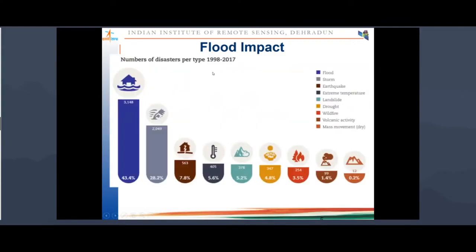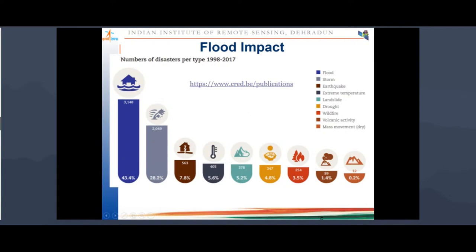This is 10 years, like 1998 to 2017. And you can see here that the total events in 10 years, this is only a 10 years span, the flood events were more than 3,000. While if you compare with others, you can see the next one is storm, which is around 2,000. Then earthquake, only 563. Then extreme temperature like heat waves, then landslide. So if you combine all, it becomes equal to the floods. So that is the importance of the flood. And that's the reason why we should know how to mitigate the flood or how to adapt to the flood event.